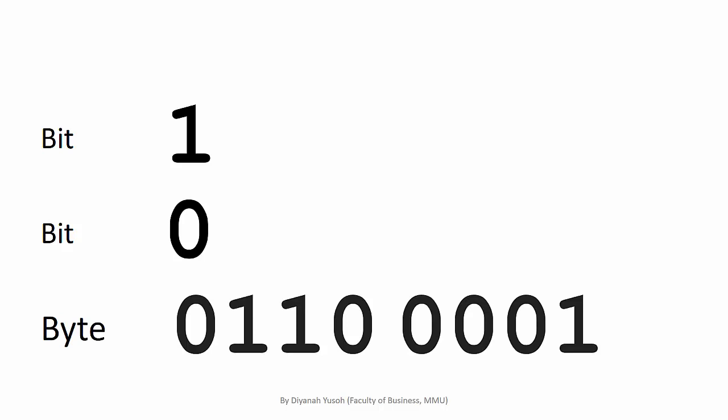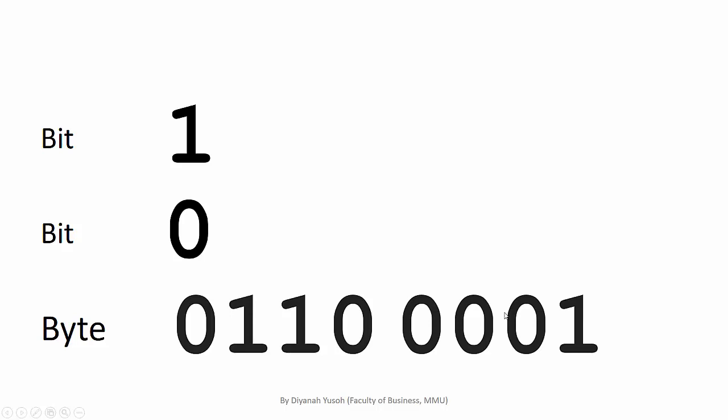Alright, so let's revisit. This is 1 bit. This is also considered 1 bit, so it's either 1 or 0. But if you combine all of these bits into 8 digits, it is 1 byte. This is just an example of 1 byte. It could be any combination of 1s and 0s.